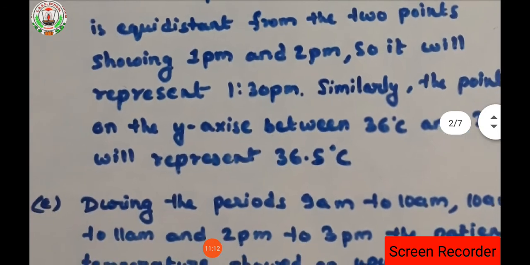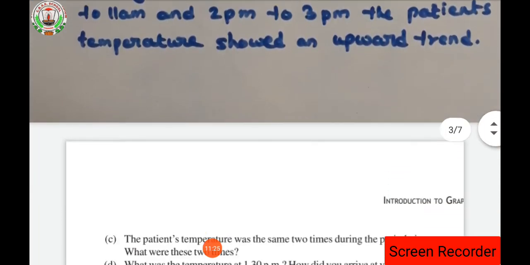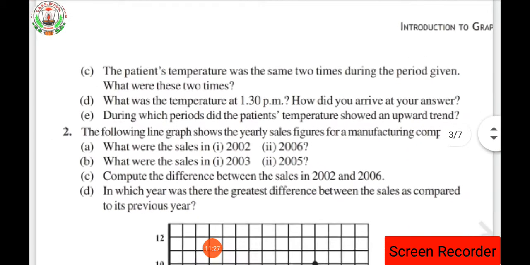Clear everyone? So here is the answer for the E part of the question, that is during the period 9 a.m. to 10 a.m., 10 a.m. to 11 a.m. and 2 p.m. to 3 p.m. the patient's temperature showed an upward trend. Clear everyone? Hope you understood the question I am talking about.